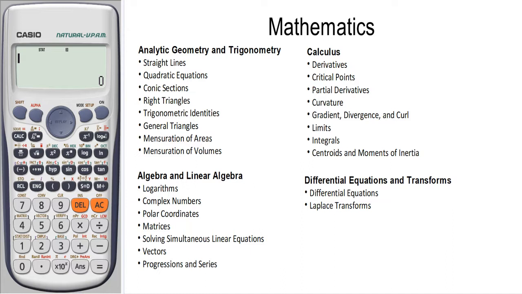So these are the sections that will be covered for the mathematics for FE. You can see there are basically four different sections and they're all divided up into subsections. We'll first start off with analytic geometry and trigonometry, and then sequences we have right here.